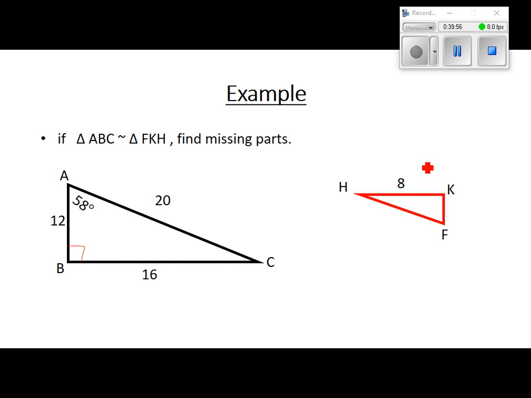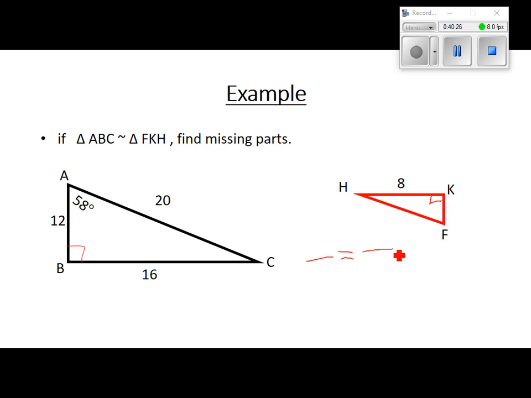Do me a favor because I forgot it. Draw a right angle in there. It says if triangle ABC is similar to triangle FKH, you're going to match up the parts. And we're going to set up a proportion and solve for the missing sides and the missing angles. First, let's do the angles.